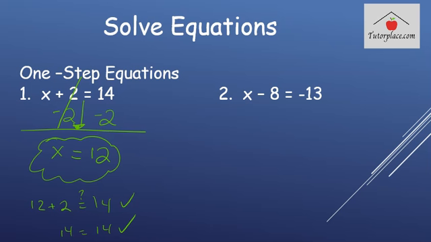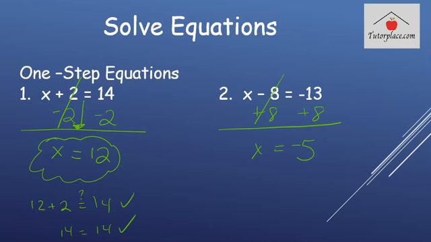All right, let's look at equation number 2. X minus 8 equals negative 13. So since this was a minus 8, I want to add the 8, because if you add the inverse or the opposite of it, that's what will make that go to 0. And again, remember that what you do to one side of the equation, you must do to the other side of the equation. You have to be fair. You have to be consistent in your work.